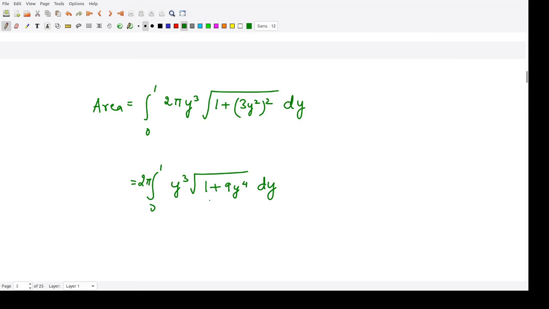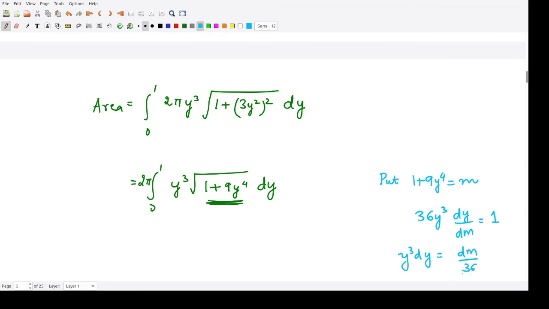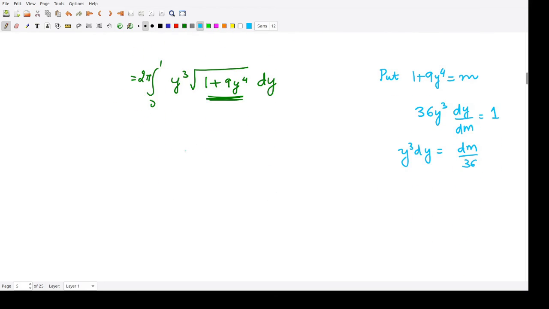What you can do is substitute this quantity as some other quantity. Say I am substituting 1 plus 9 y power 4 as some other variable, say m. Now when you differentiate this, you will have 36 into y cube into dy by dm, that is equal to 1, or you would have the value of y cube dy that is equal to dm divided by 36.